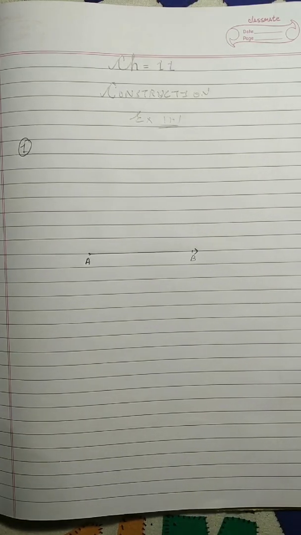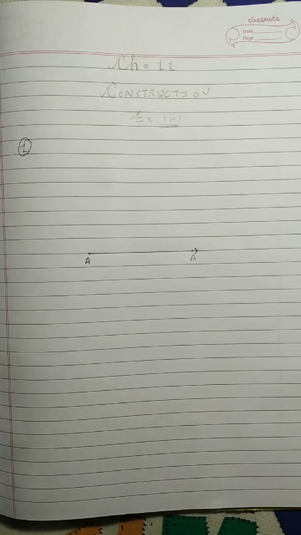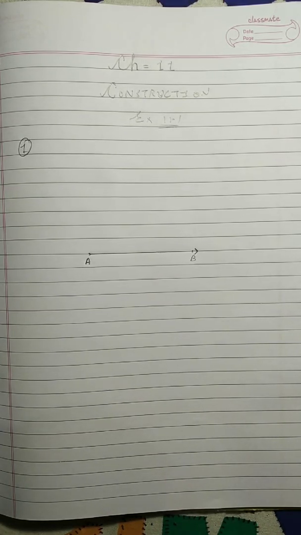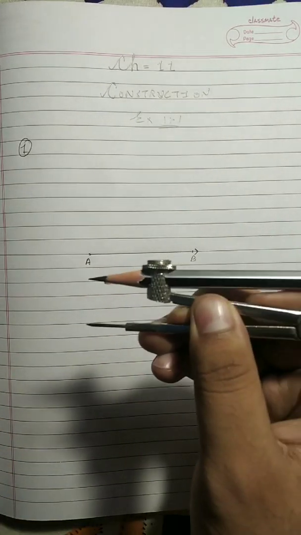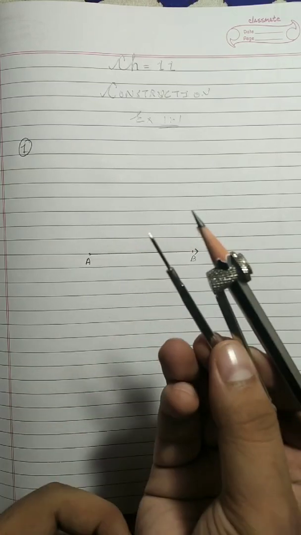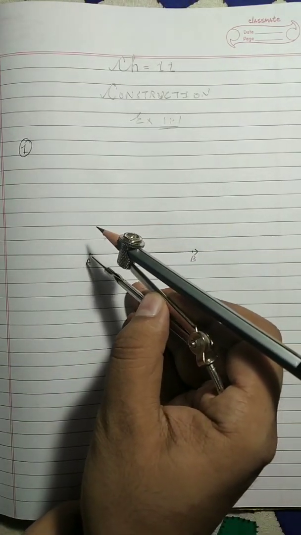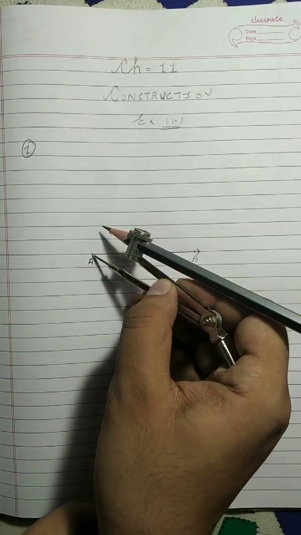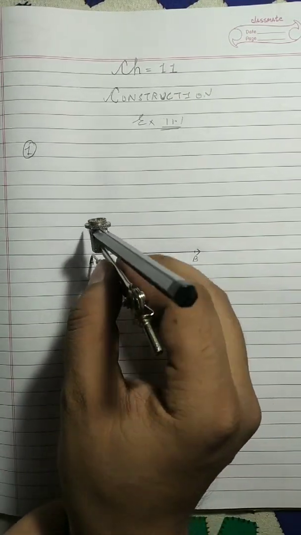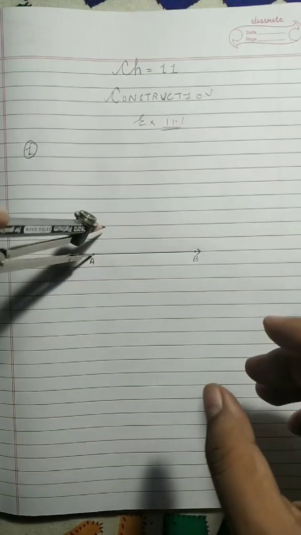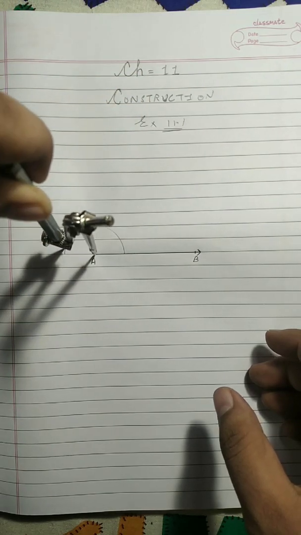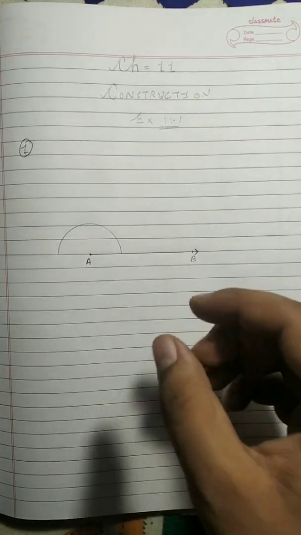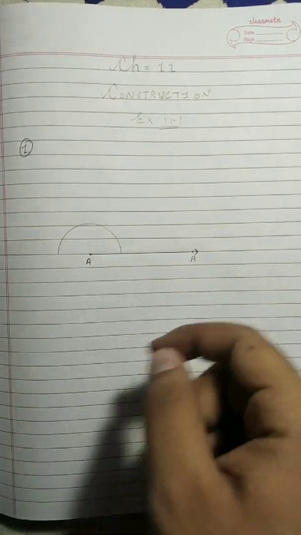For that, just pick up your compass. Let me also arrange the compass pencil. Now what to do with the help of the compass? See this, the needle I am going to put at this point A. After keeping the needle here at point A, make a complete arc, so that it looks like a protractor. See this, this is looking like a protractor.